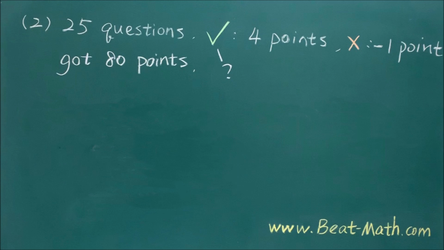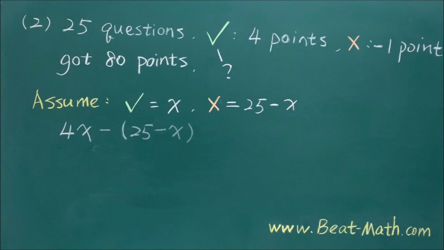Similar to the previous problem, we assume John answered X questions correctly. So the number of questions he didn't answer or got wrong is 25 minus X. Then the total points he got should be 4X minus the bracket 25 minus X. We know he received 80 points total, so the equation is 4X minus 25 minus X equals 80.